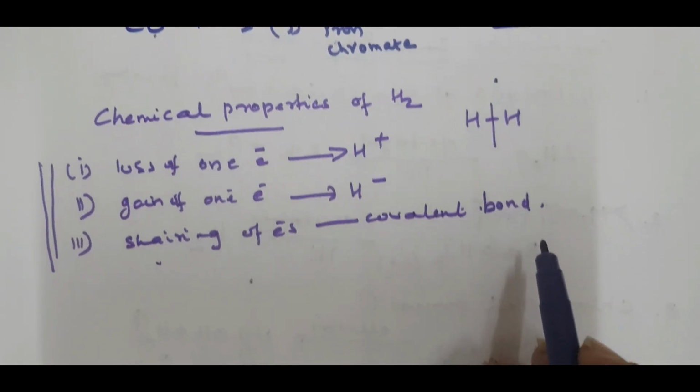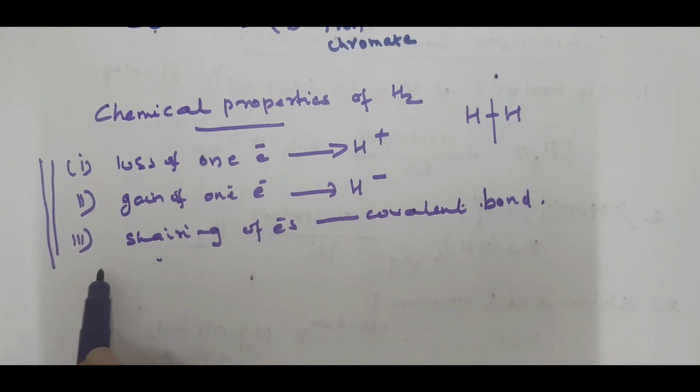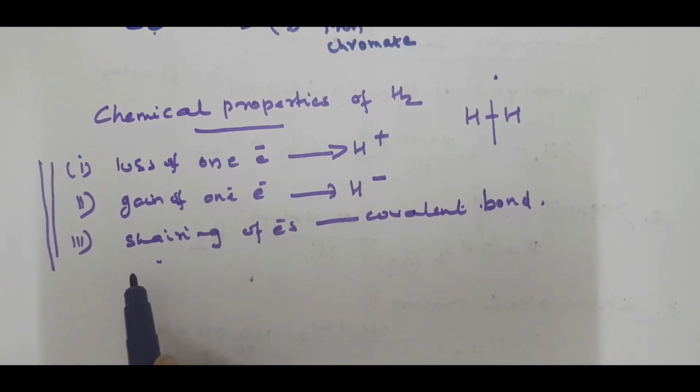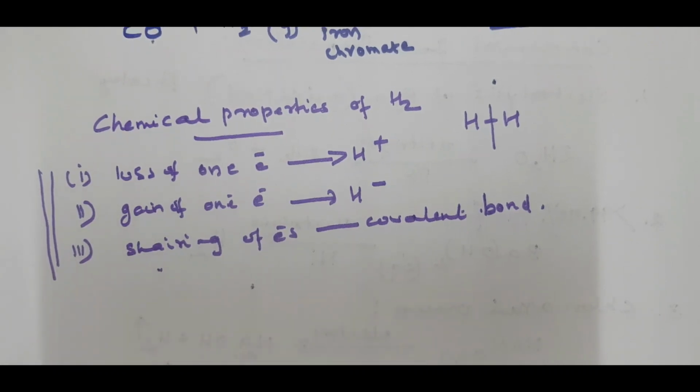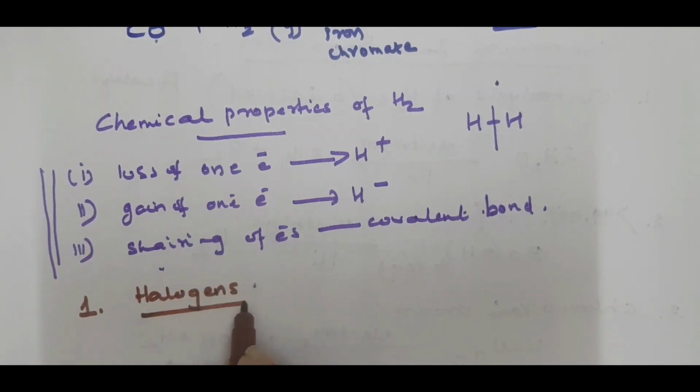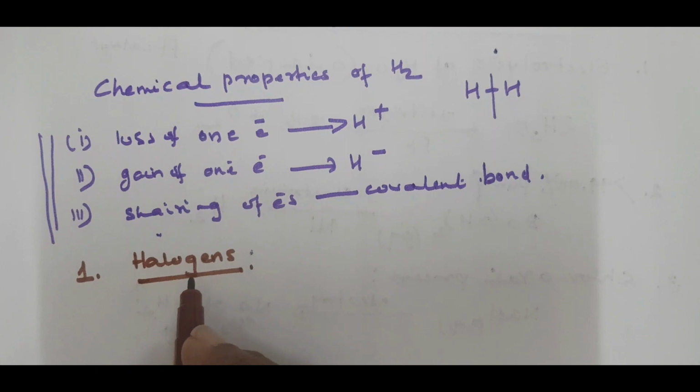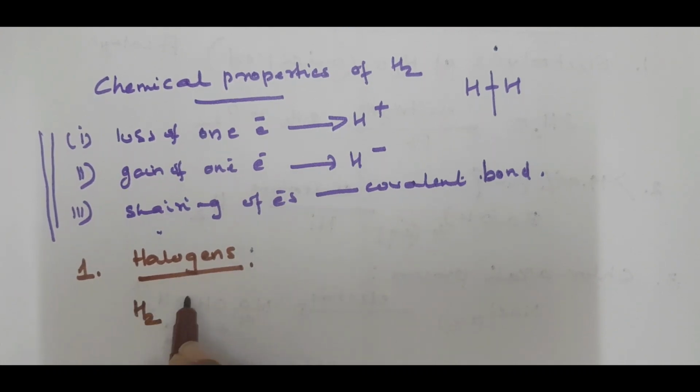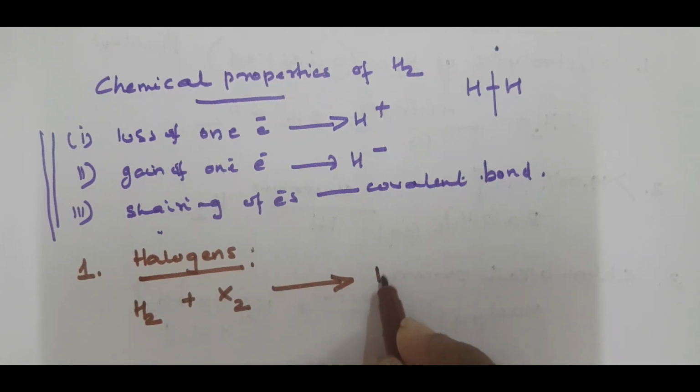So now we will go on to the chemical reactions of dihydrogen, H2. The first reaction is the reaction with the halogen. Halogen means fluorine, chlorine, bromine, iodine. Hydrogen plus any halogen gives HX, or hydrogen halide. So if it is balanced, it is HX.